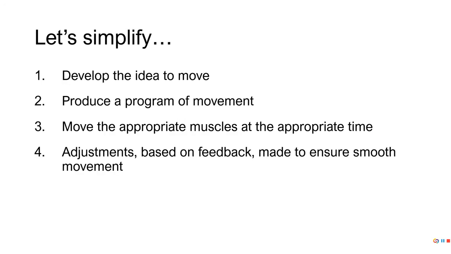However, let's simplify this even more. Let's just take it to those four steps, basically the four steps that were on that original schematic. I need to decide to perform some sort of movement. My brain needs to determine the plan or program of how this movement will occur. Muscles need to be activated at the appropriate time. And then adjustments need to be made as necessary and on the fly.